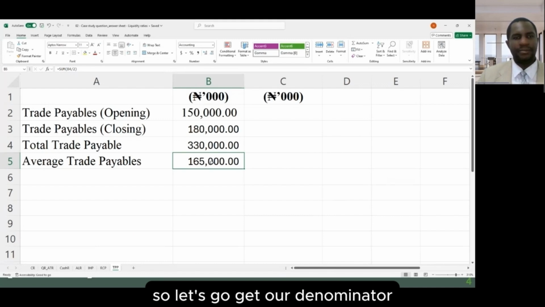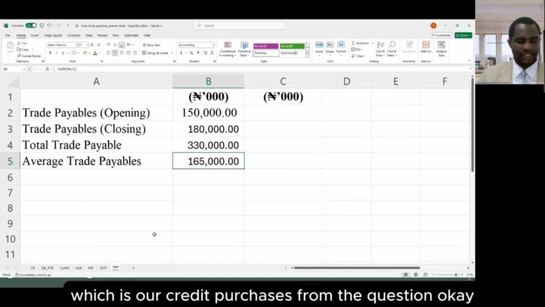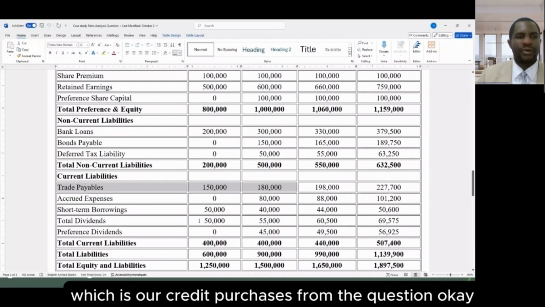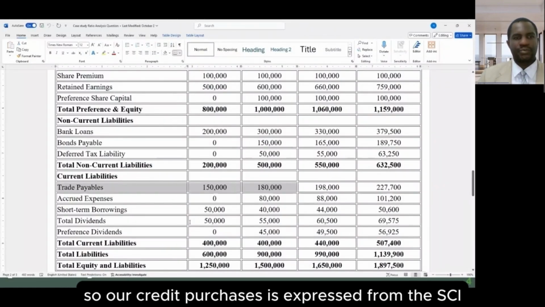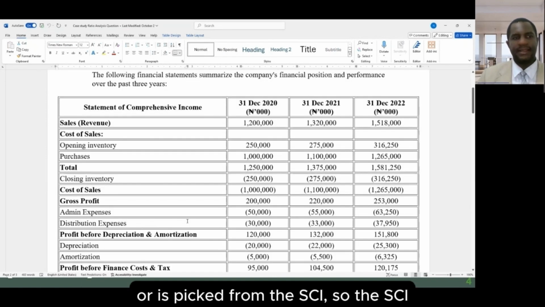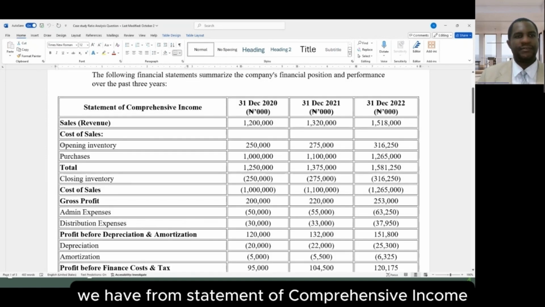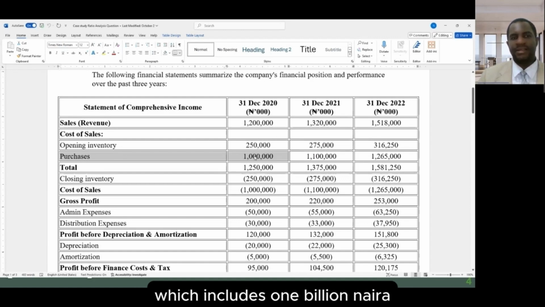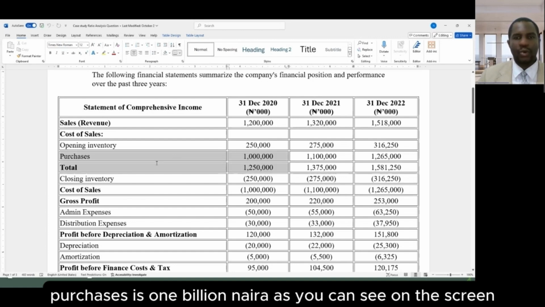So let's get our denominator, which is our credit purchases from the question. Our credit purchases is expressed from the SCI, the Statement of Comprehensive Income. Purchases for 31st December 2020 is 1 billion naira, as you can see on the screen.